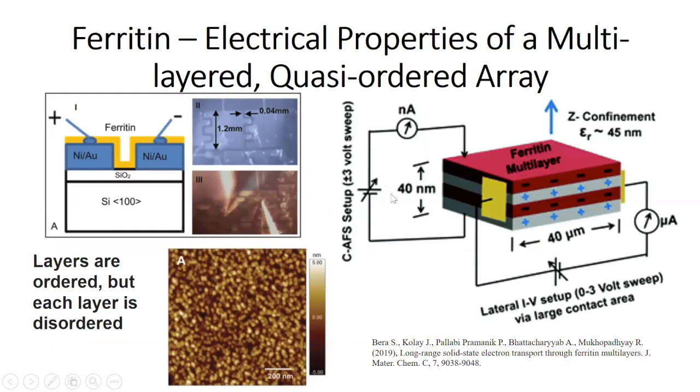This device was reported in a paper by Barra et al., which I will refer to as the Barra device. In this configuration, layers of quantum ferritin were deposited, and the current was measured from the top to the bottom layers, as well as across the layers from side to side. As can be seen, there was relative disorder within each layer, but the layers were ordered in 2 dimensions along the X and Y axis.